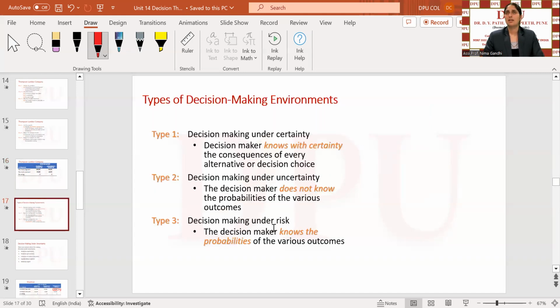So you are accepting the risk. You know the chance of losing the money, still you are taking a risk. So you are making a decision under risk. Okay. Now we'll learn the different methodologies we have under decision making under uncertainty, and then we'll learn the methodology under risk.